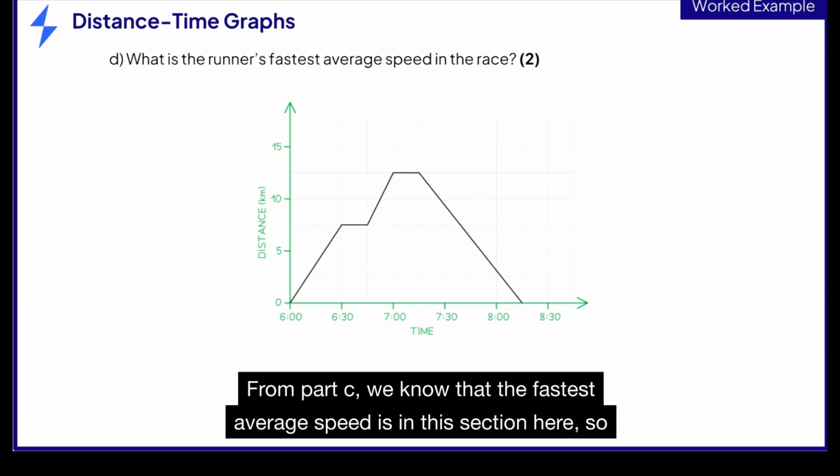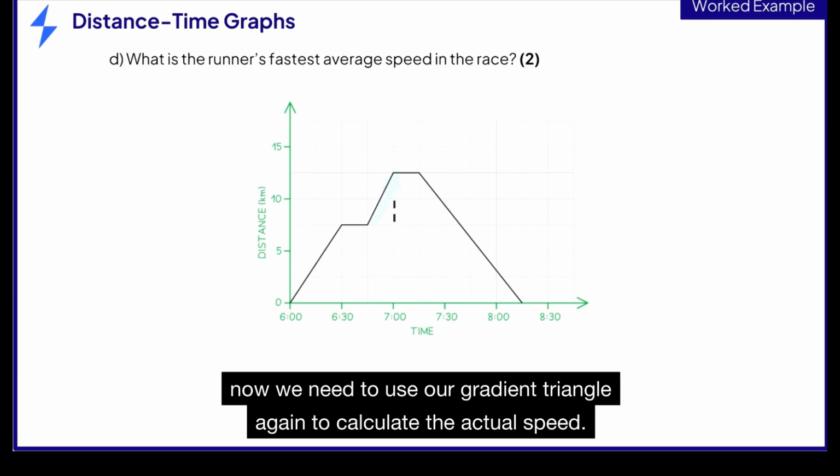From Part C, we know that the fastest average speed is in this section here. So now we need to use our gradient triangle again to calculate the actuals.